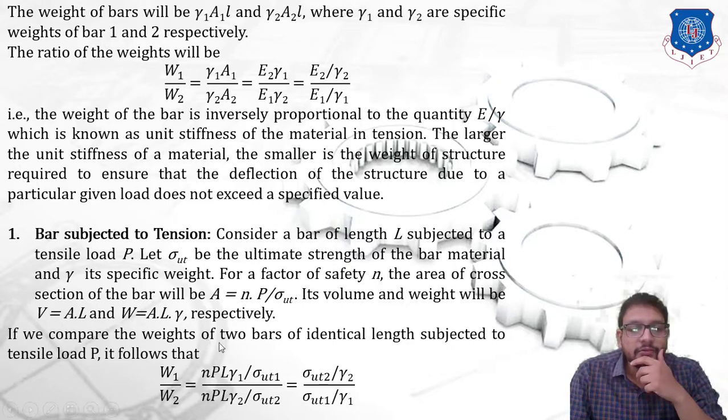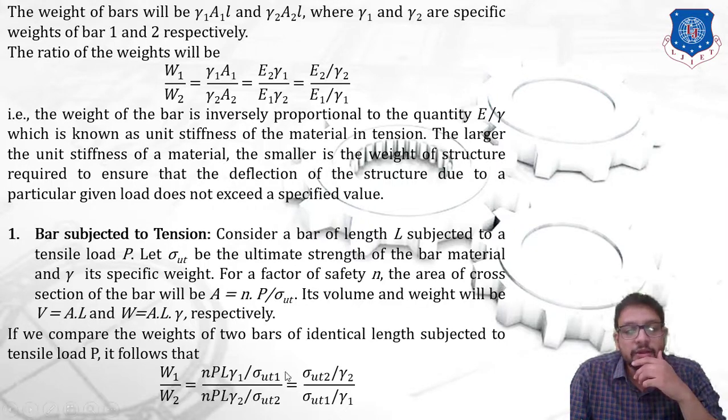So if we compare the weight of two bars of identical length subjected to a tensile load P, applying the same concept, W1 by W2 is equal to, now over here you can clearly see that the formula of our W is A L gamma, right? So what is A? The area formula is n P upon sigma ultimate, right? So over here you can clearly see I have written n P divided by sigma ultimate 1, that is for bar 1, into L into gamma 1. Now remember that over here we are going to consider the same load, the factor of safety would be the same, and the length is going to remain the same, that is both the bars have the same length.